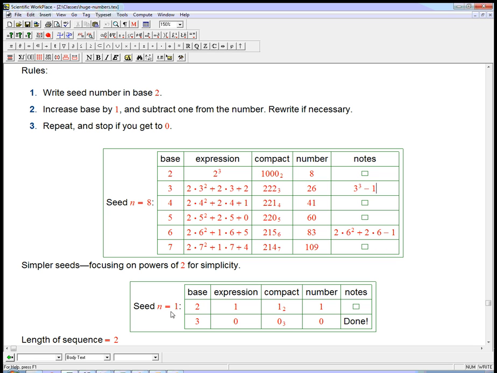Seed n equals 1. In base 2, that's just 1. And then I up the base, but that doesn't do anything, and I subtract 1 and I get 0. I'm done. And what I want to keep track of in all these examples is how long the sequence happens.